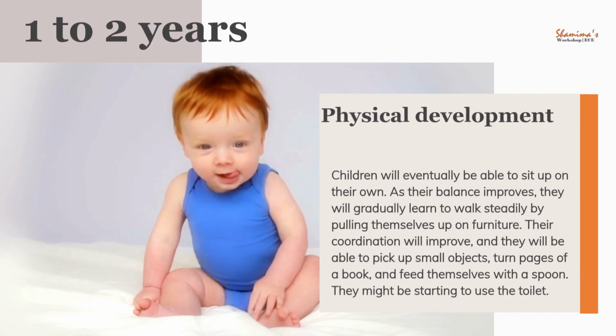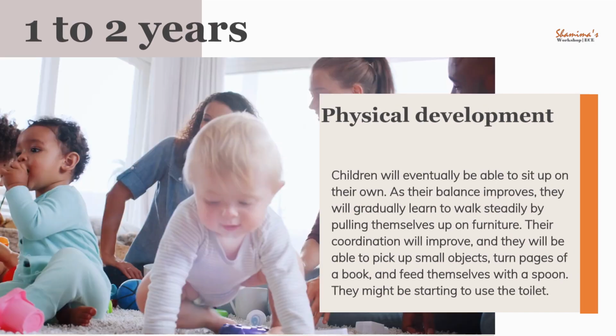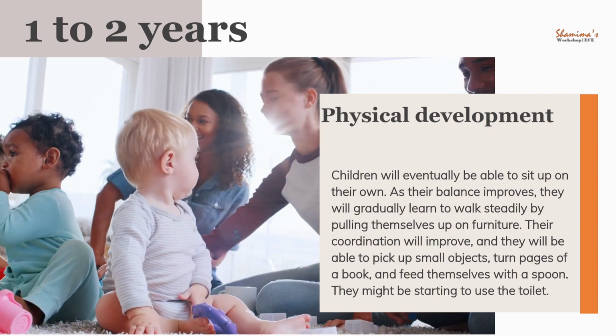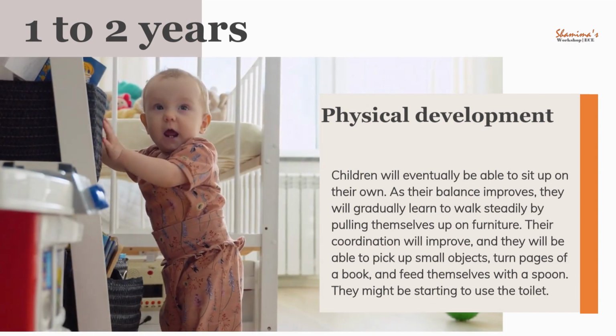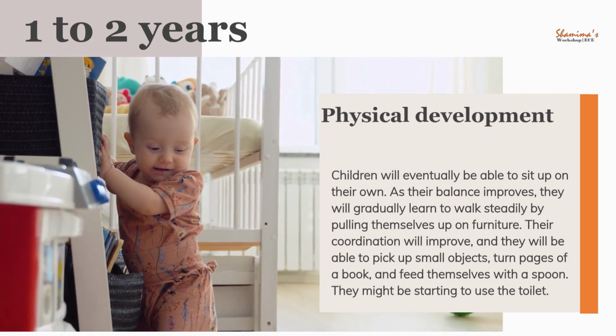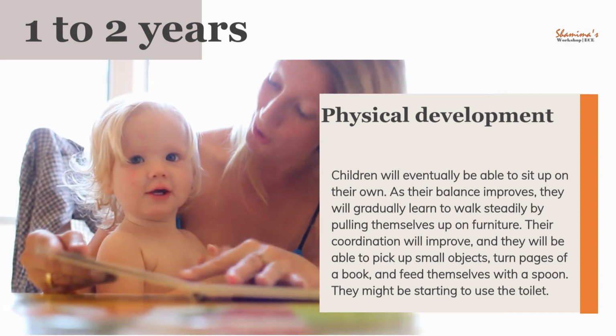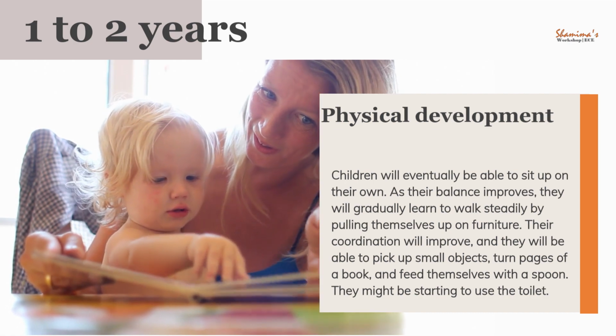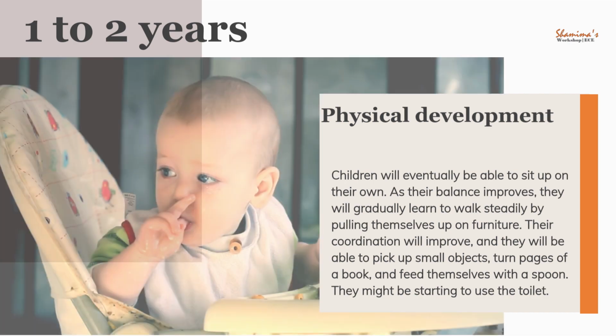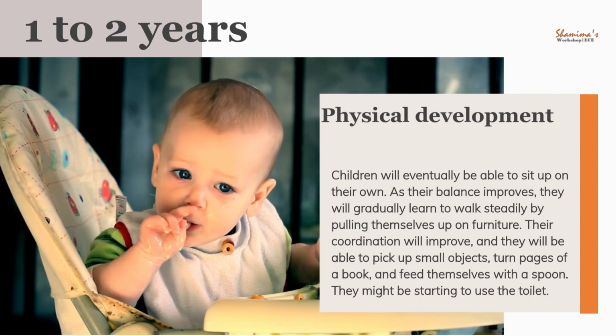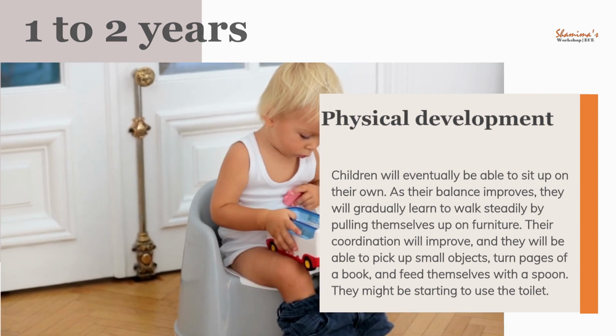One to 2 years. Physical development. Children will eventually be able to sit up on their own. As their balance improves, they will gradually learn to walk steadily by pulling themselves up on furniture. Their coordination will improve, and they will be able to pick up small objects, turn pages of a book, and feed themselves with a spoon. They might be starting to use the toilet.